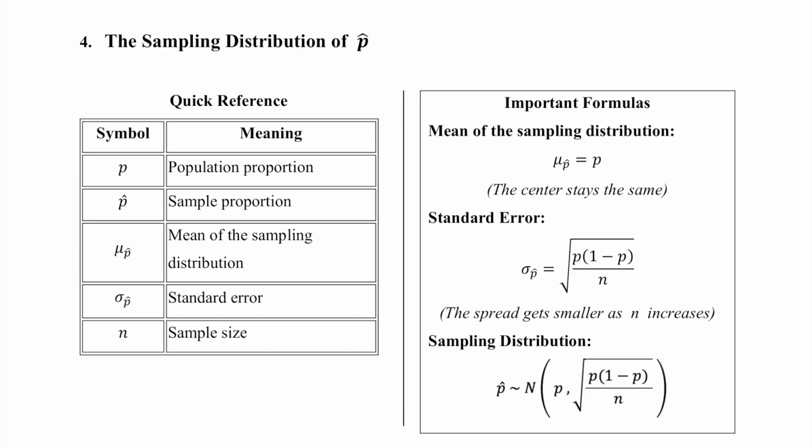The first formula is the mean of the sampling distribution. Mu of p hat equals p. This is an important result. It tells us that the average of all possible sample proportions is equal to the population proportion. In other words, the center stays the same.